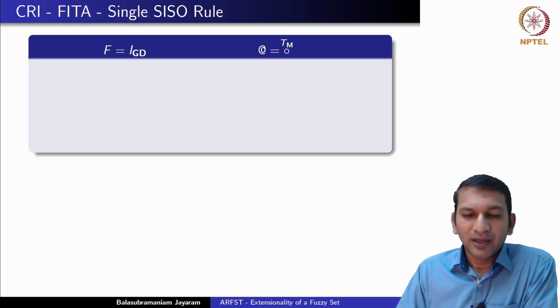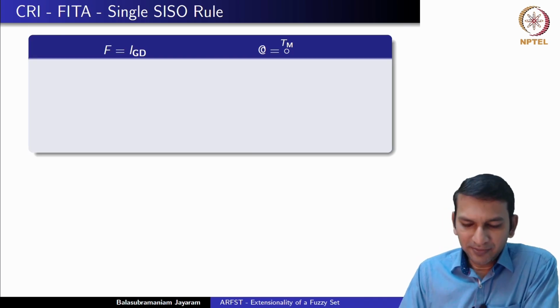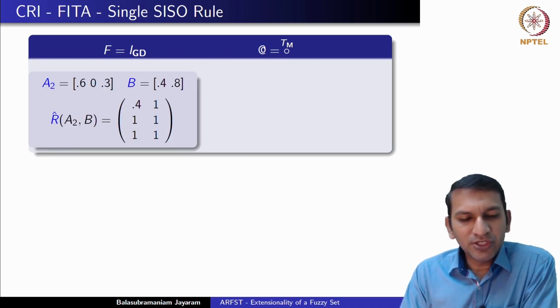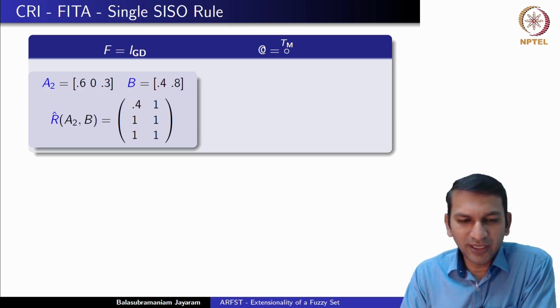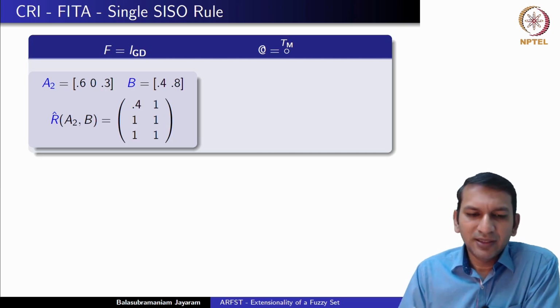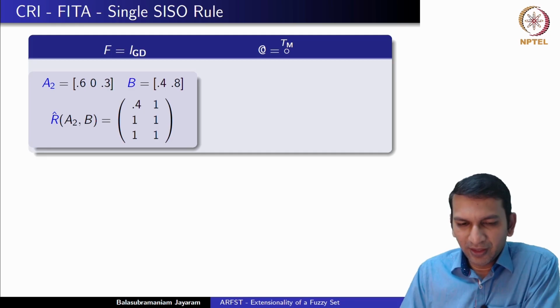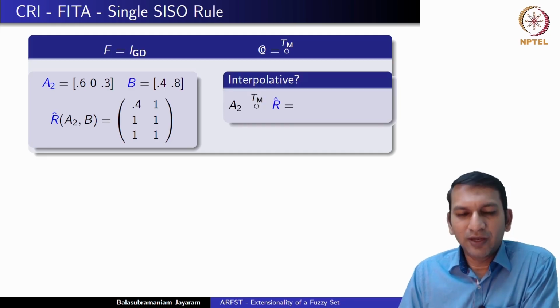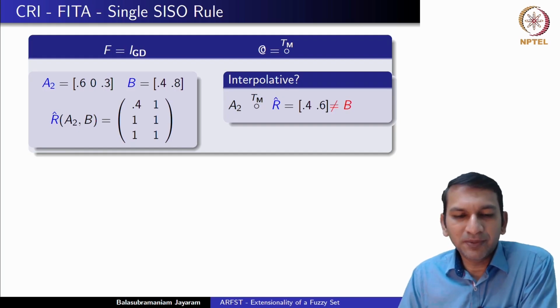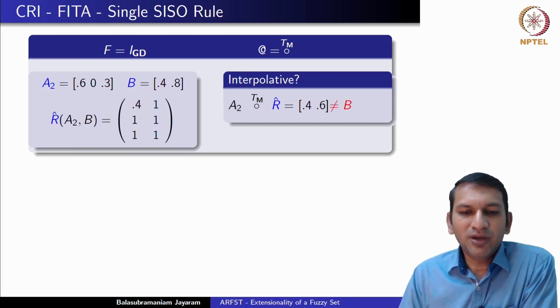Well, let's look at another system. We will retain the same consequent B, but we'll change the antecedent to this fuzzy set A2, which is given as 1, 0.6, 0.3. Once again, using the Gödel implication, we see that this is the relation that we would get. Is this interpolative? Well, if we work it out, we will see the output is 0.4, 0.6, which is not equal to B. So this system is not interpolative.